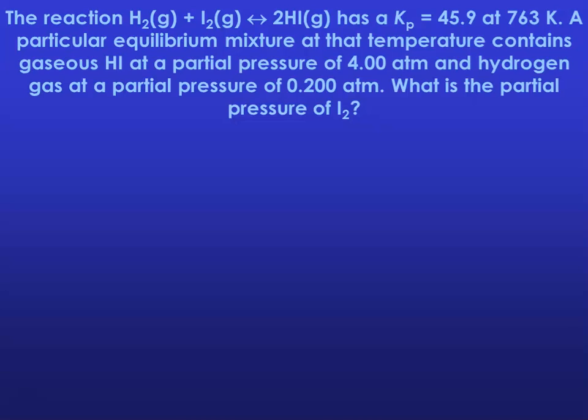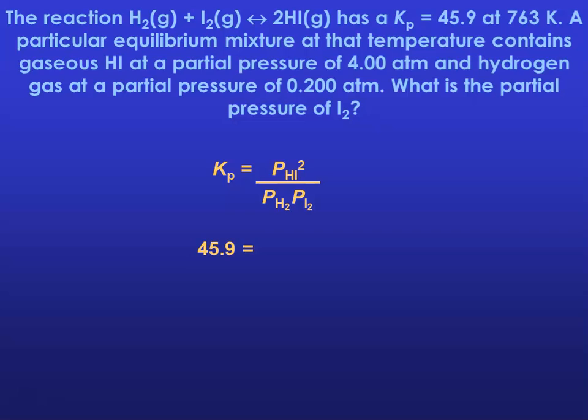So this is starting out a little bit more simplistic because we have equilibrium partial pressures for 2 of the 3. And we want to find the third one, and we know what Kp is. We have a balanced equation. We can write our K expression from that equation: partial pressure of HI squared over the partial pressure of hydrogen times the partial pressure of iodine.